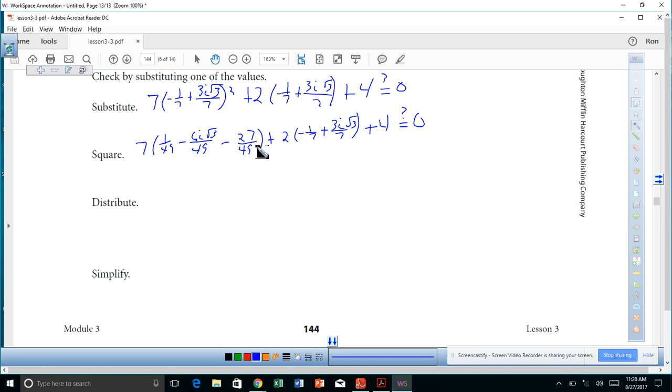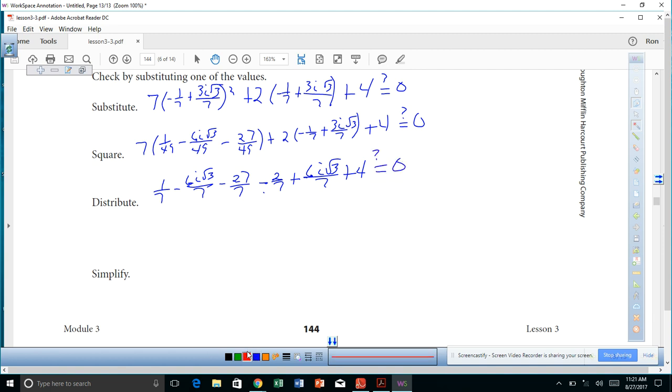Now let's distribute the 7 in, and that's going to give us 1 over 7 minus 6i, the square root of 3 over 7 minus 27 over 7 plus, that's going to give us, well, that'll make it negative 2/7, so we'll make that minus 2/7, and that's going to give us plus 6i, the square root of 3 over 7 plus 4, and again, we're checking to see if that equals 0.